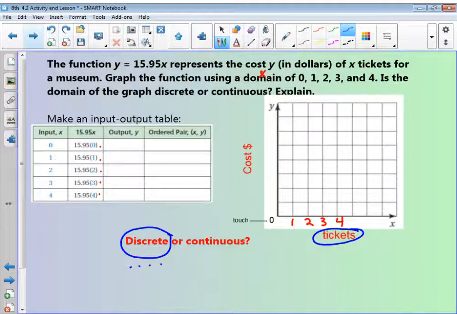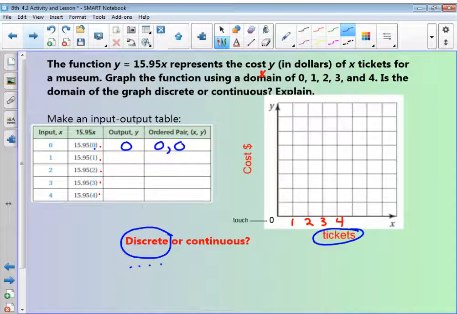So that's another way to remember. When do I do dots? Discrete is dots. They both start with a D. Continuous continues on the line. Okay. So we're going to go ahead and now solve for each of these. So if we substitute in 0 for X, well, 0 tickets would cost us $0. So our ordered pair is 0, 0.